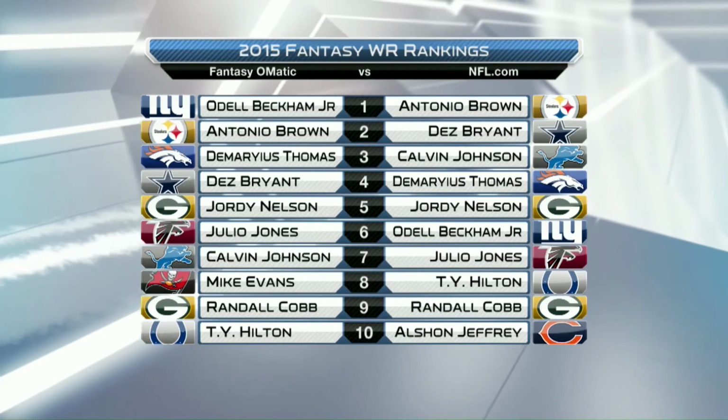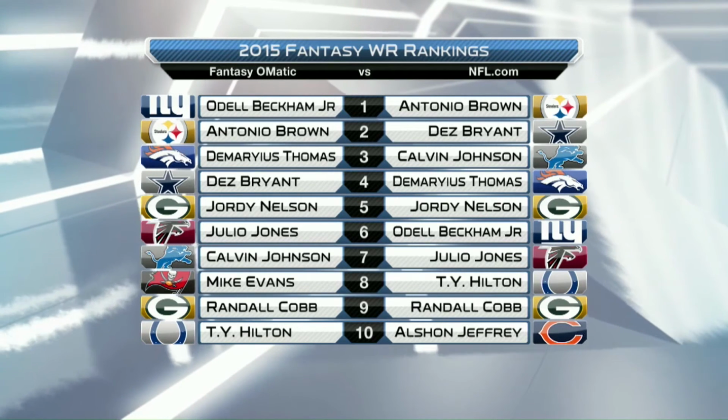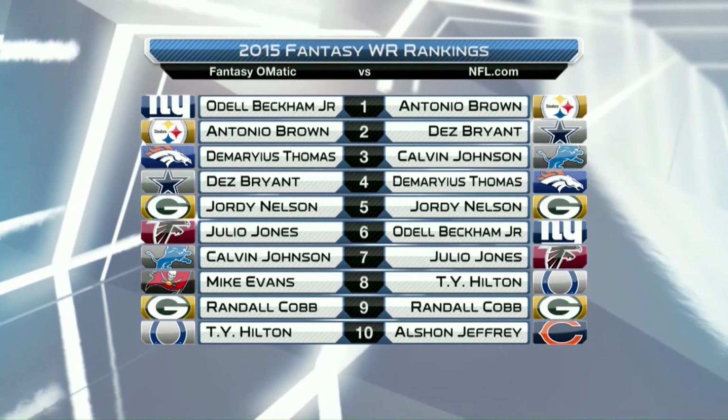Well, and plus you have to figure the OBJ factor just kind of trumps a little bit too when you talk about some of those bad matchups. Yeah, you just want him on your team because he can do some damage and do some highlight type catches. Absolutely. So here you see the board. Now you can see more of this at NFL.com/fantasyomatic, but a ranking comparison, if you will.